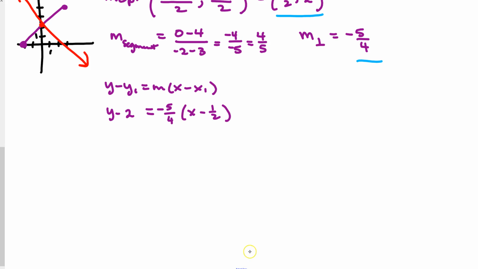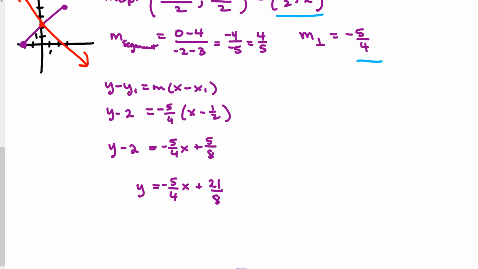Okie dokie, and now we are going to change this to slope-intercept form. So let's distribute the -5/4. Y minus 2 equals -5/4 x plus 5/8. And then let's add 2 to both sides. And we know that 2 is equivalent to 16/8. So we're adding 16/8, and that's going to give us 21/8 altogether. So that's the equation of the perpendicular bisector.